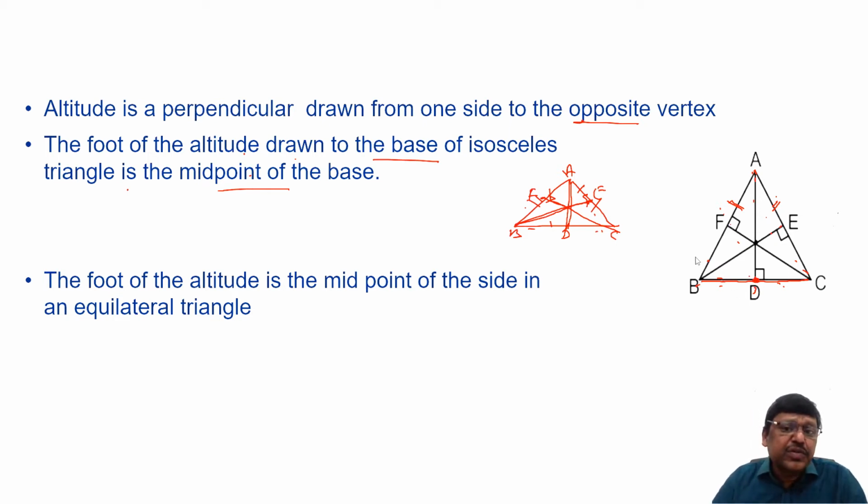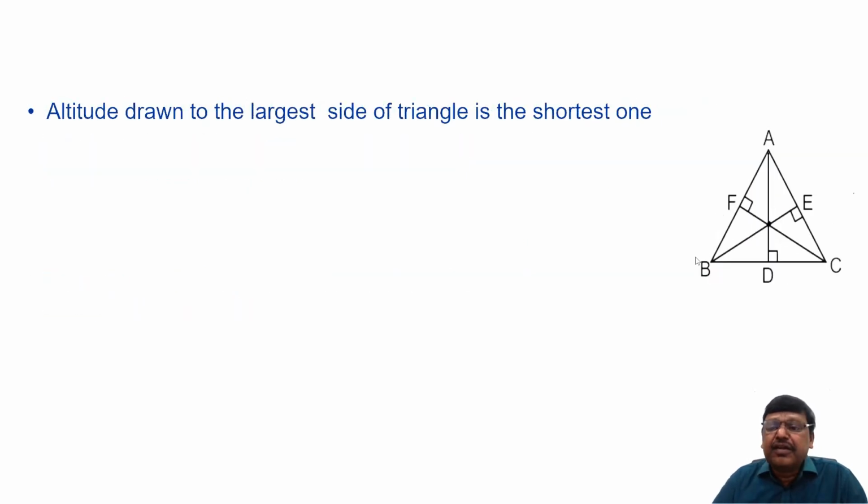So, next one, students: in a triangle, the altitude drawn to the largest side of the triangle is the shortest one. Suppose I say AC is the largest side, then BE will be the shortest height or altitude. Why? Let's see. We know the area of a triangle is half base into height. We discussed this in the previous session.